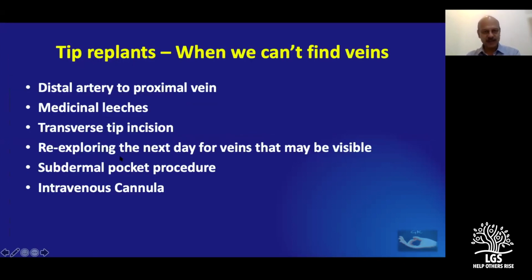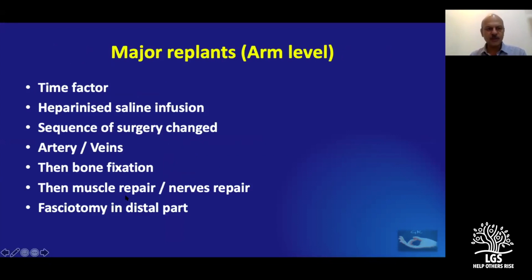When we can't find veins in tip replants, what do we do? The distal artery you can see, you can put the distal artery to the proximal vein, or you can use medicinal leeches, or you can make a transverse tip incision and allow it to bleed for a few days till there is a collateral circulation developing. Next is re-exploring the next day. So you look for veins now. By this time, a good amount of circulation has developed and the veins become a little more robust. It may be possible to visualize the veins on the next day. Subdermal pocket procedure so that the veins drain into the abdomen. Intravenous cannula can also be applied.